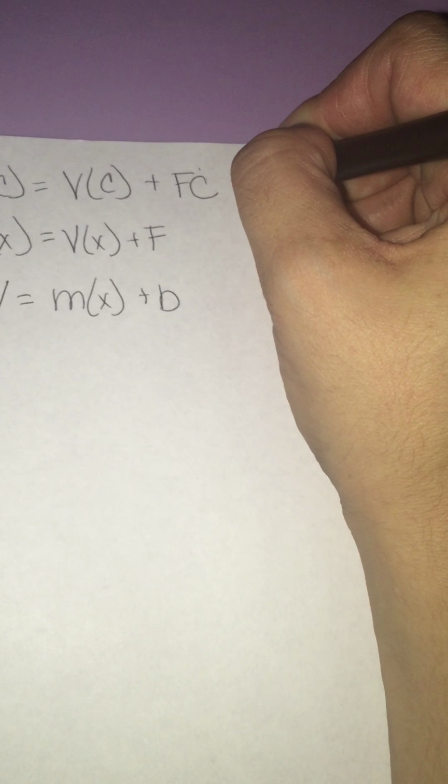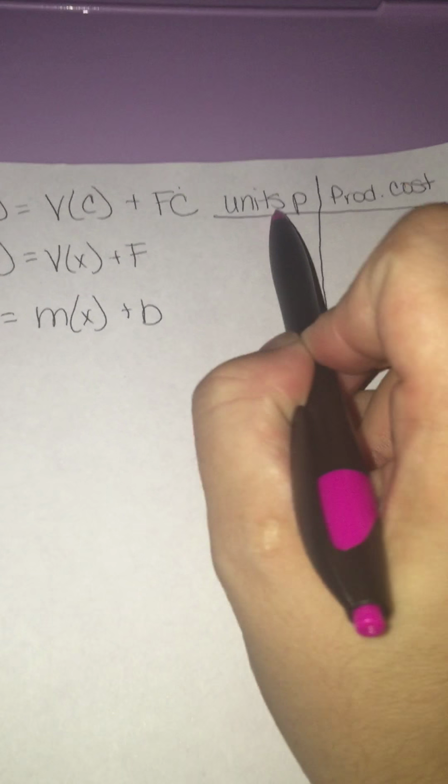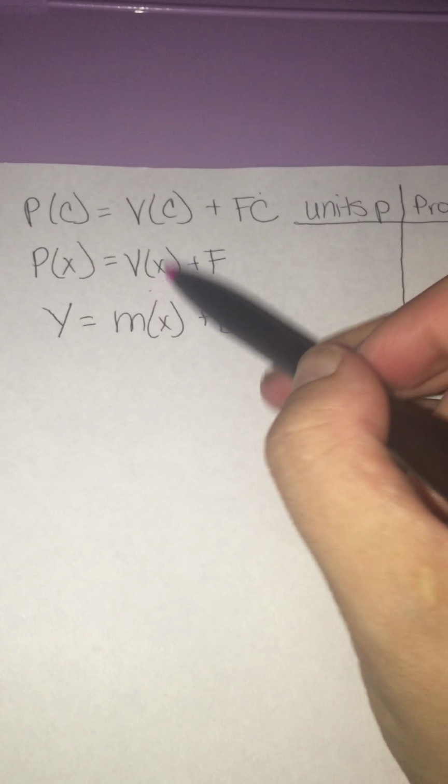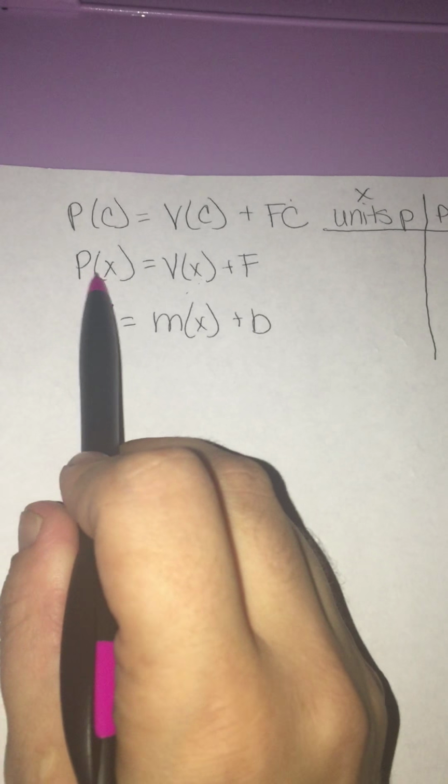So now what I do is I write down all the information I'm given on the page. We were given this table of units produced and production cost. Now, the units produced is the quantity, right? So that's going to be your X values. The production cost is also Y, because it translates right to Y. So you're going to have that as your Y values.